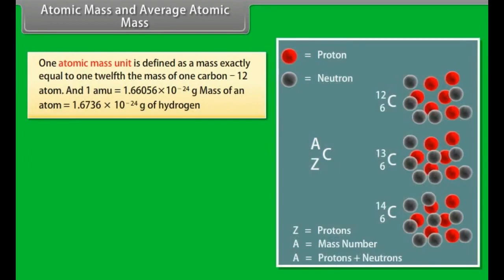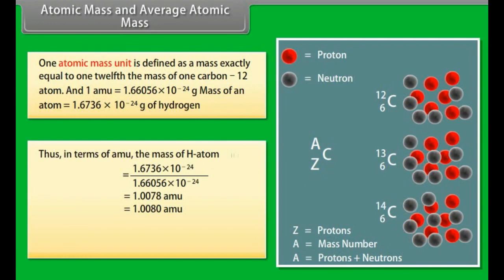Atomic mass and average atomic mass. One atomic mass unit is defined as a mass exactly equal to 1/12 the mass of one carbon-12 atom. And 1 AMU is equal to 1.66056 × 10^-24 gram. Mass of a hydrogen atom is equal to 1.6736 × 10^-24 gram. Thus, in terms of AMU, the mass of each atom is equal to 1.6736 × 10^-24 divided by 1.66056 × 10^-24, which is equal to 1.0078 AMU, which equals 1.0080 AMU.